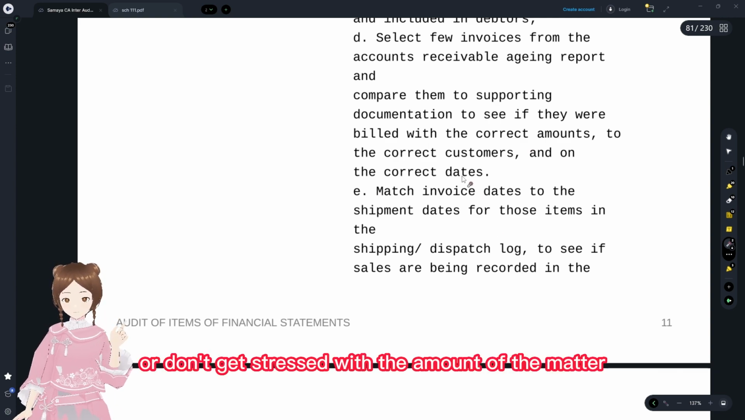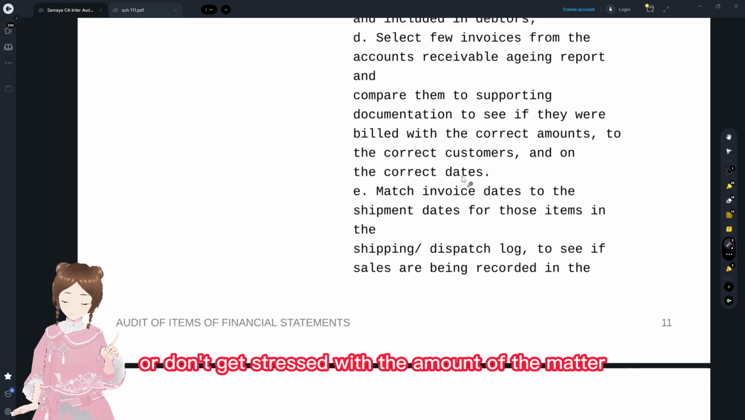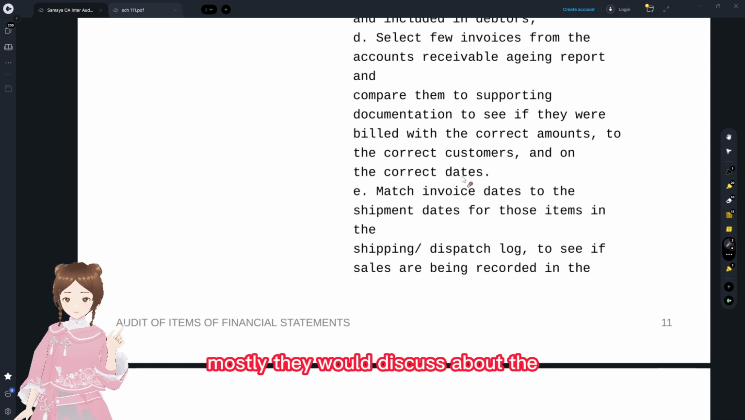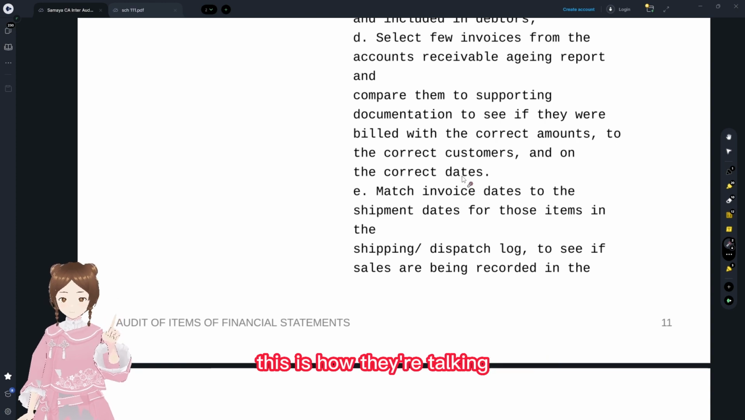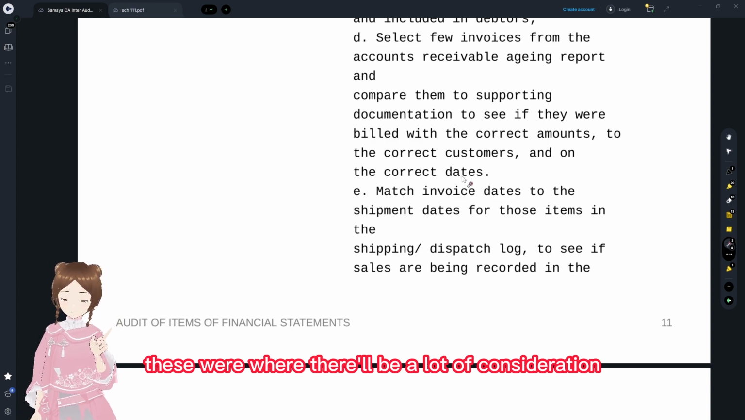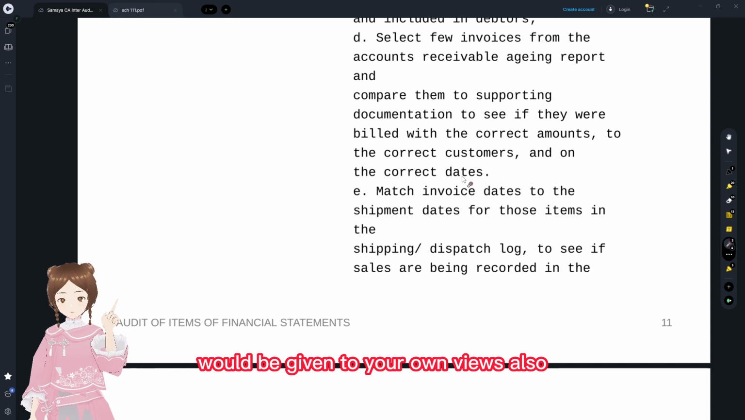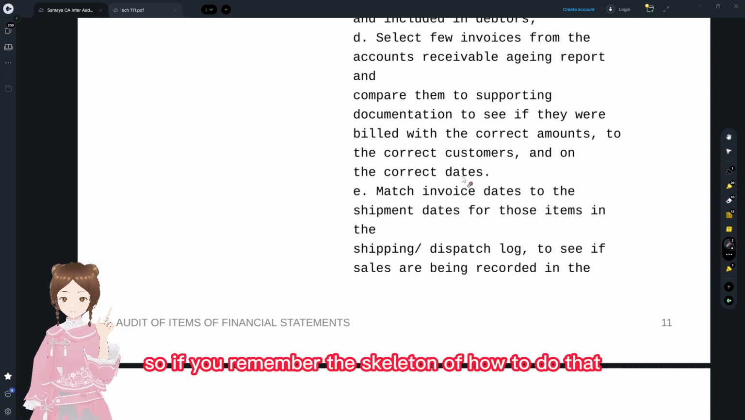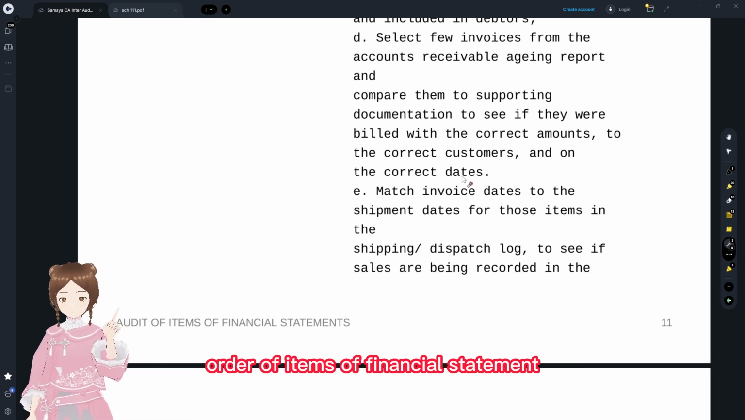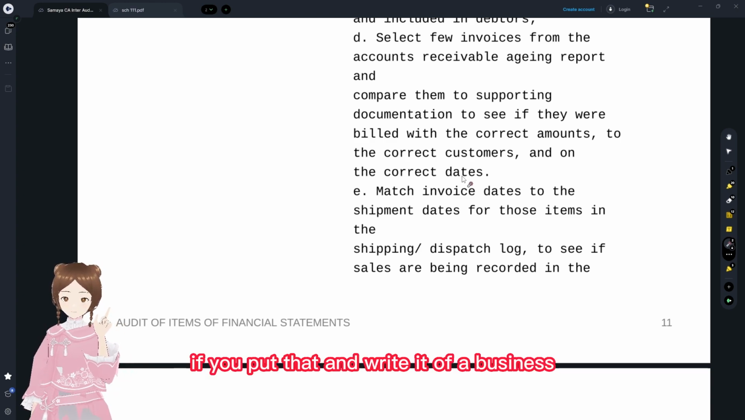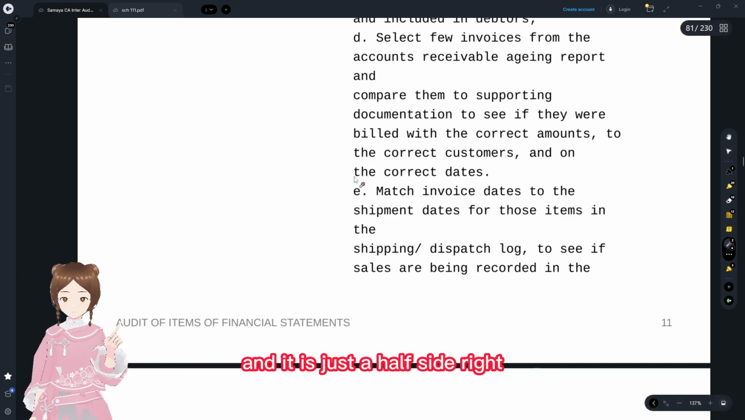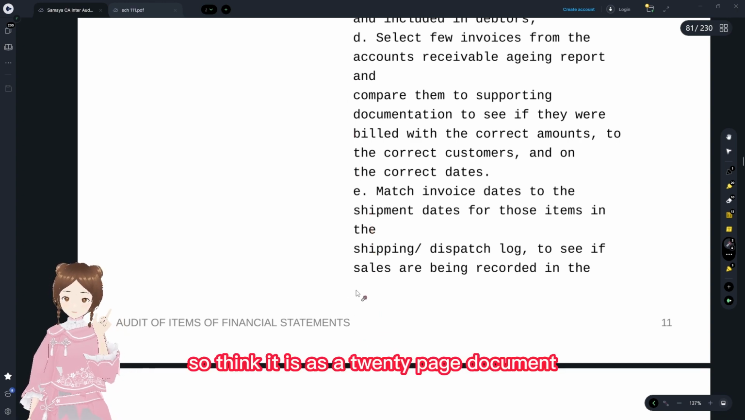First of all, don't get stressed by the amount of matter in the audit of financial statements. In the audit of financial statements, these are not rules and regulations; they mostly discuss the process, right? A lot of consideration will be given to your own views also. So if you remember the skeleton, as we have segregated the audit of items of financial statement into three categories, put that and write how a business is usually done. This is just 40 to 45 pages, and it is just a half side, right? So think of it as a 20-page document.